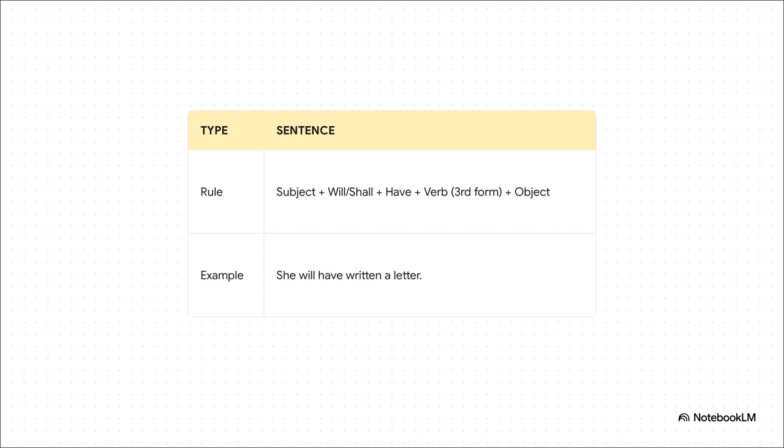Think of the future perfect as your deadline tense. It's all about an action that will be completed by a specific time in the future. So with our example, they will have shifted the house by Sunday morning. The key thing is the action of shifting will be done and dusted before that Sunday deadline hits.